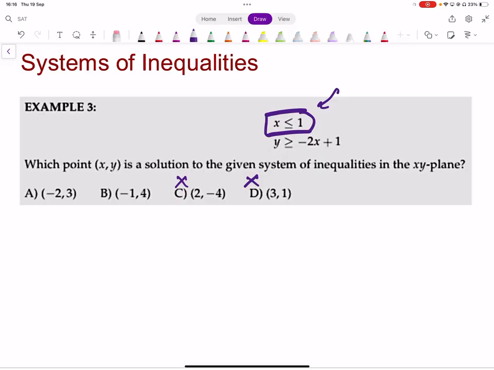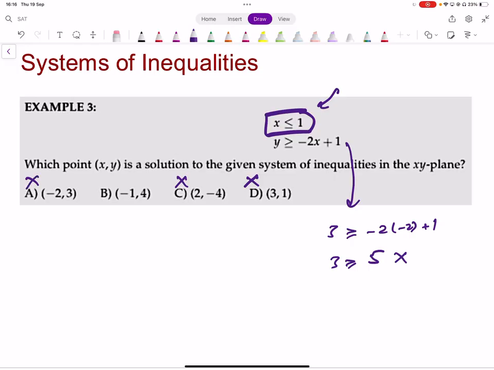Now you just need to check if the other 2 points satisfy the second inequality. Let's try -2, 3. Input -2 and 3 in the second inequality. 3 is greater than or equal to -2 into -2 plus 1. That's 3 greater than or equal to 5, which is incorrect. So A is also incorrect. That means B is going to be correct.